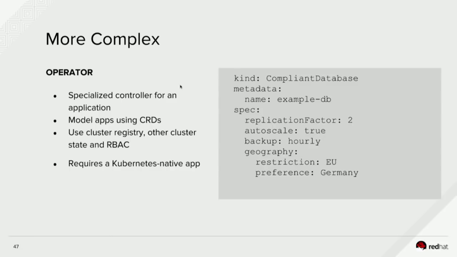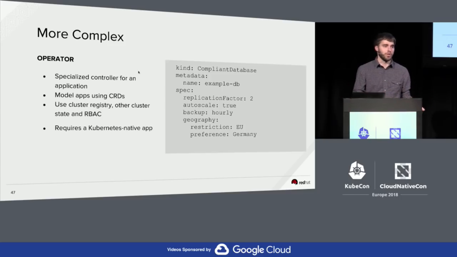And then at the bottom here, we've got this spec for geography. Let's just suppose in this hypothetical situation that you're storing some data that needs to stay in the EU, but maybe you would prefer it to be in Germany just because your other services are mostly in Germany, but if there's not a German cluster using the cluster registry, then we'll deploy it somewhere else.